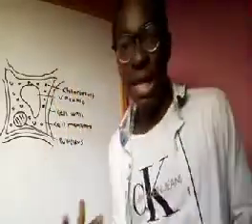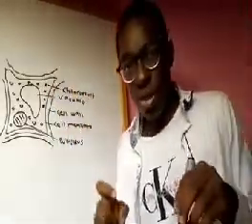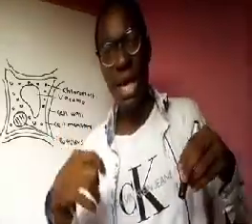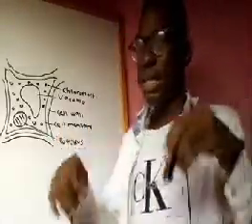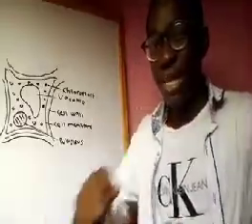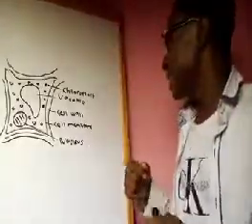Then we have the cell wall. The cell wall is unique to plants, because only plants have a cell wall. Animals do not have the cell wall, and this cell wall is used to provide rigidity to the plant. So it makes the plant rigid.